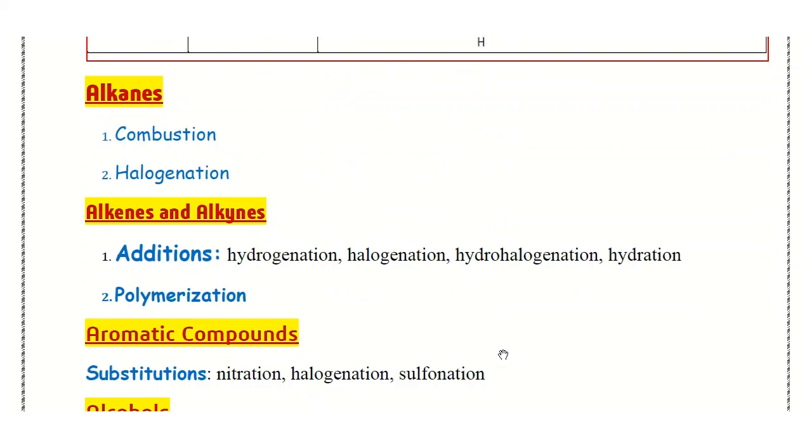Over here are listed the main types of chemical reactions and their names that occur in different types of organic compounds. Alkanes mostly undergo combustion and halogenation reactions. Alkenes and alkynes, the unsaturated organic compounds, mainly undergo addition reactions. Addition, as we have discussed, can be hydrogenation, halogenation, hydrohalogenation, or hydration. They can also undergo polymerization.